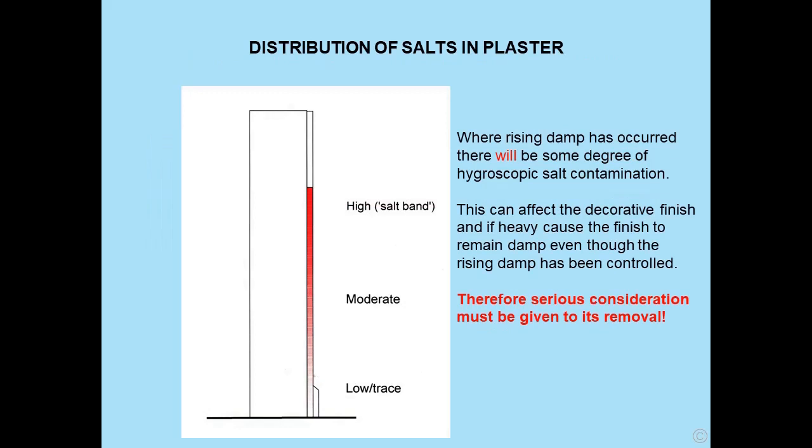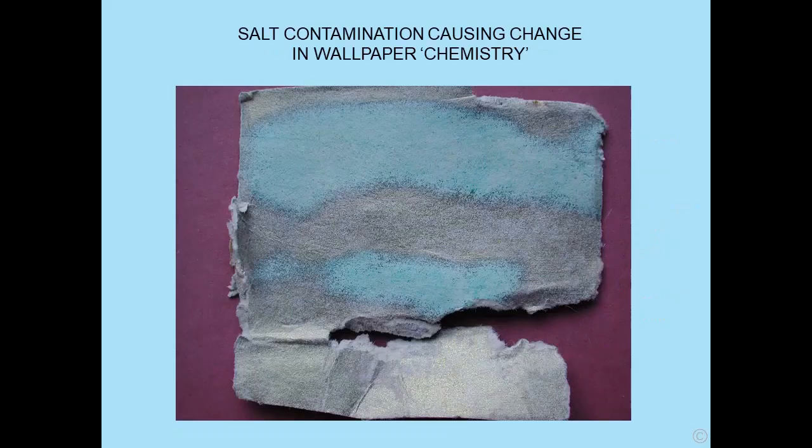So looking back at the distribution of salts in plaster, if we've had long-term rising damp, we will have, to a greater or lesser extent, some degree of salt contamination in the plaster. And this can affect the decorative finish, even though the rising damp has been controlled. Therefore serious consideration must be given to the removal of this potentially contaminated plasterwork. And here was a problem that turned up. This was a gold wallpaper, not real gold. I think it's a mixture of copper and iron salts.